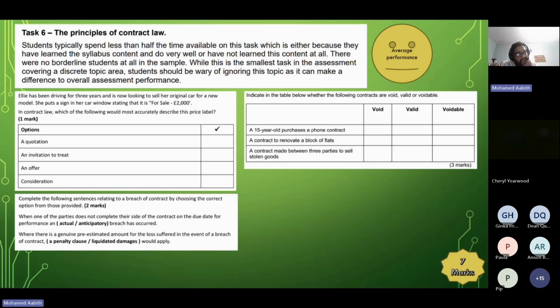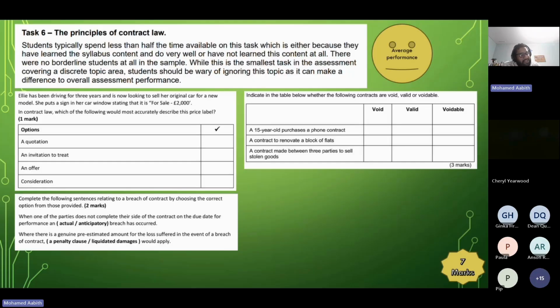Then they're also asking here about these two true or false questions, or is it going to be an option there? They're saying here, when one of the parties does not complete their side of the contract on a due date for performance, an actual or anticipatory breach has occurred. So that means they haven't completed that on the due date. It's an actual breach that has occurred. If you think one month down the line they won't complete it, then it will be anticipatory. But it's already finished the timeline. The due date is done. On the due date, it's not completed. So that means it's an actual breach. They should have finished by that time.